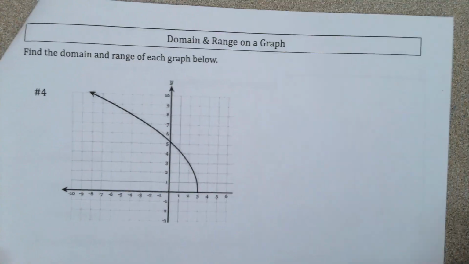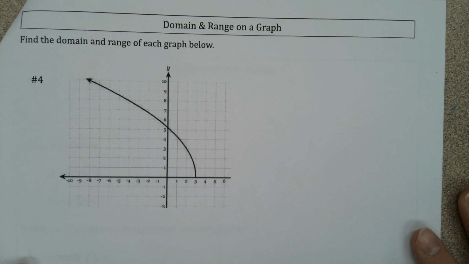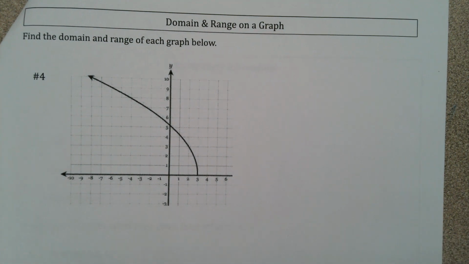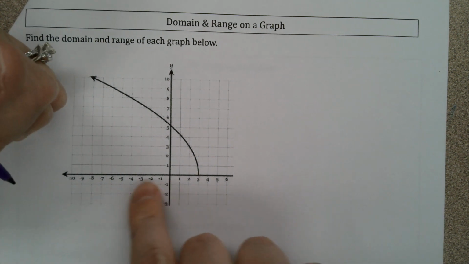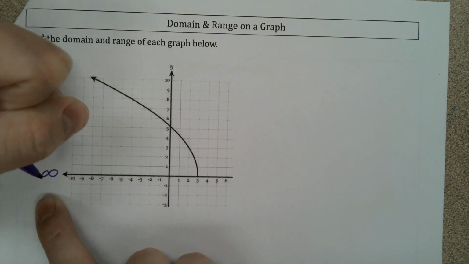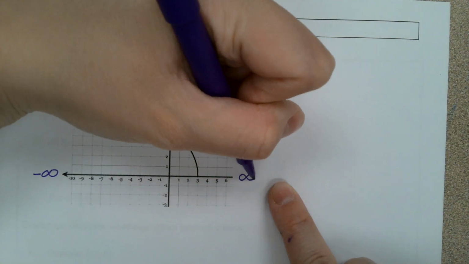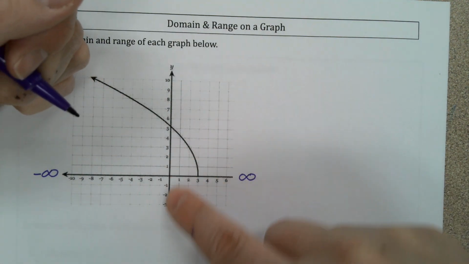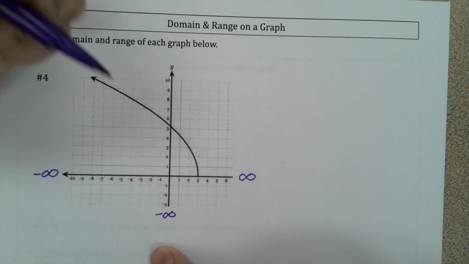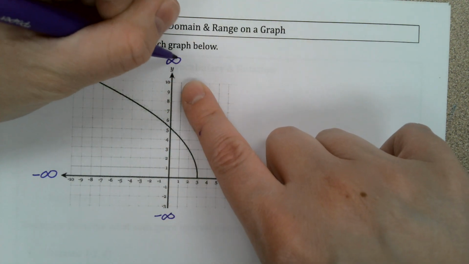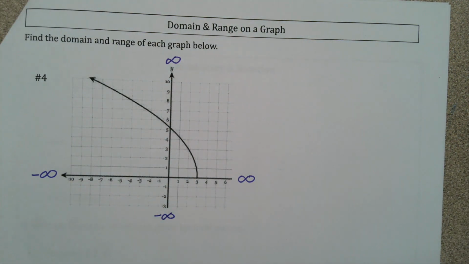Two more examples. Number 4. These are the types of graphs you're going to expect to see in Algebra 2 and beyond that. First, infinity symbols. Negatives are on the left, so I've got negative infinity, positives on the right, positive infinity. Negatives are down, so negative infinity down here. Positives go up, so positive infinity up there.